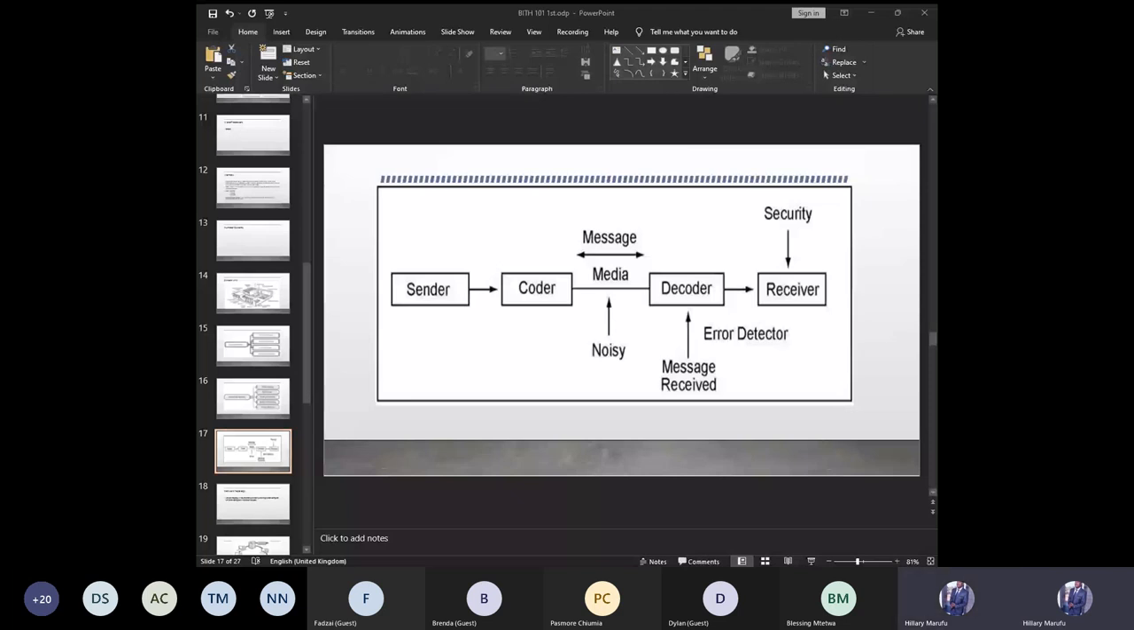An example of simplex. The radio. The radio now becomes duplex. It becomes half duplex communication transmission. Why? Because there's response.